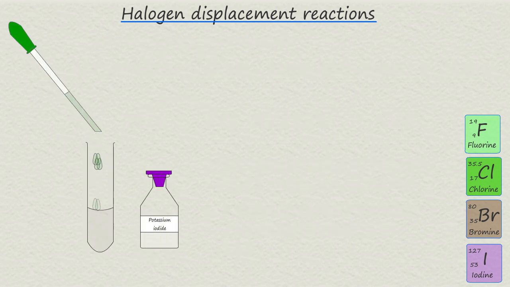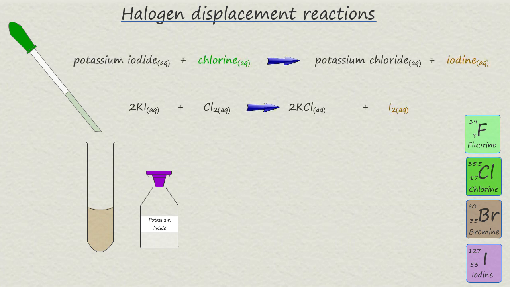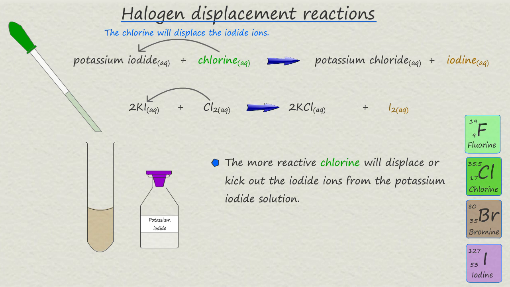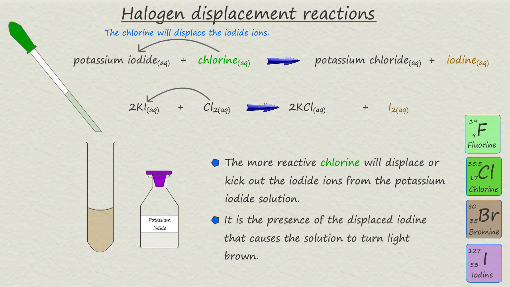In the third reaction, chlorine water was added to a potassium iodide solution. This time the 2 halogens present are chlorine and iodide. Chlorine is much more reactive than iodine or iodide and it will displace it from the potassium iodide solution to form a potassium chloride solution and iodine. It is the presence of the iodine in the solution that causes it to appear light brown.